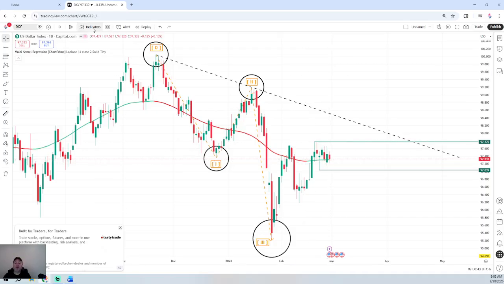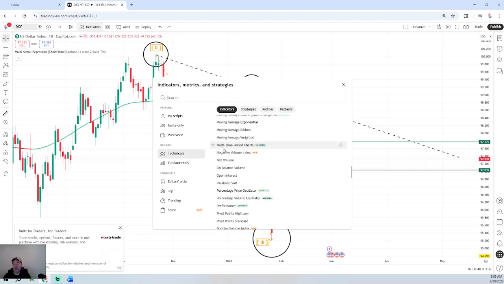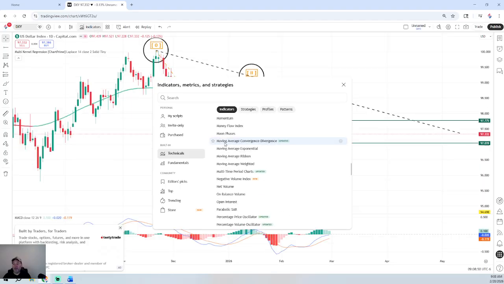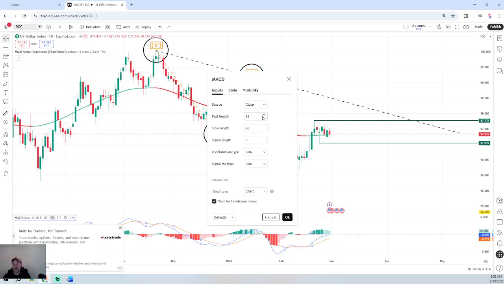So let's put up another indicator here. What I like to use a lot is the MACD. And what I like to do is modify it just a little bit. I take the fast length and bump it to 13. The slow length I drop down to 21.